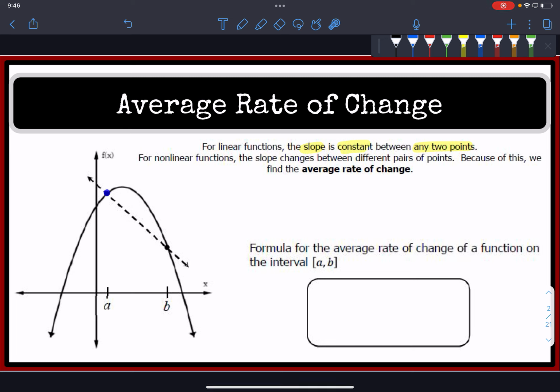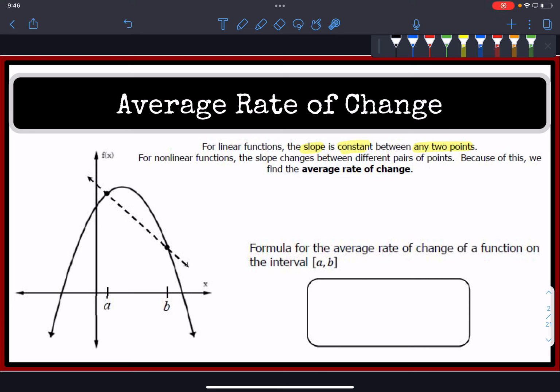Like if I use this point here and this point here, the slope of this line is going to be different than if I pick this point down here and this point up there. That's going to give me a different slope. So as a result, we refer to this as the average rate of change.